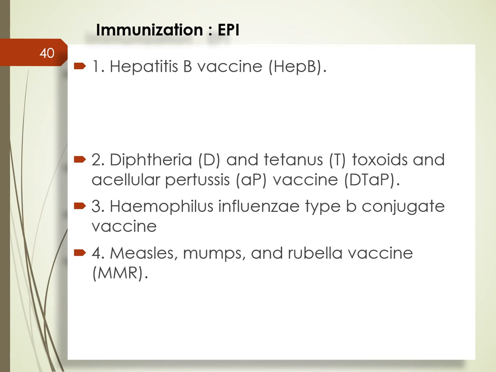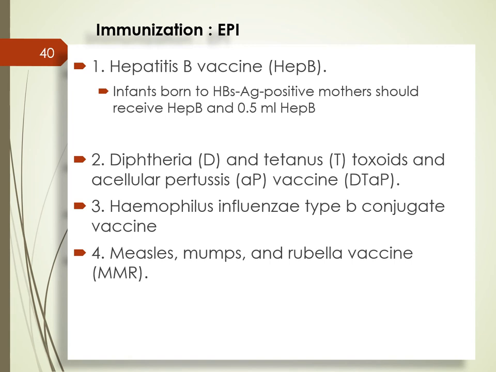Okay, these are your killed vaccines: your hepatitis B vaccine, your diphtheria, tetanus toxoid, acellular pertussis vaccines, your H influenzae type B, and your MMR, all included in your expanded program of immunization. Your Hep B is given to newborn infants. If the mother of the infant is found to be positive for hepatitis B, the baby should be given a dose of Hep B vaccine, 0.5 ml, and Hep B immune globulin within 12 hours of birth at separate sites.